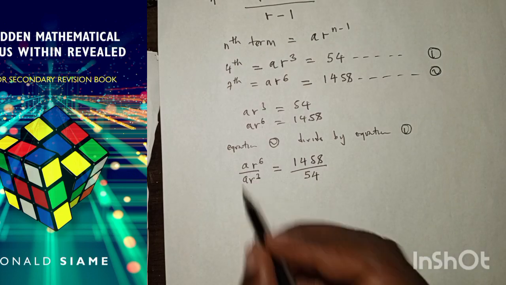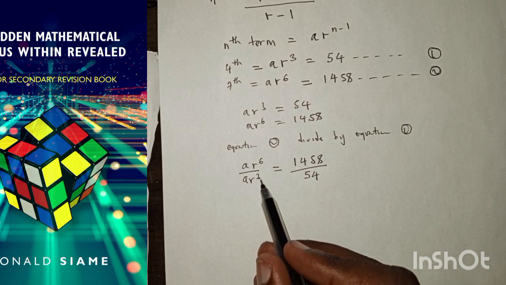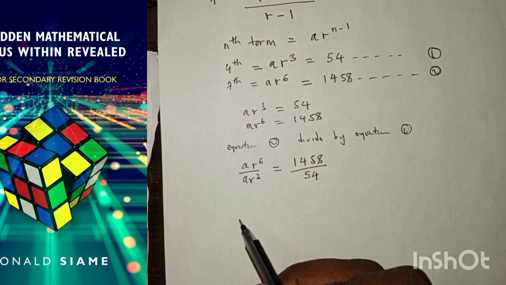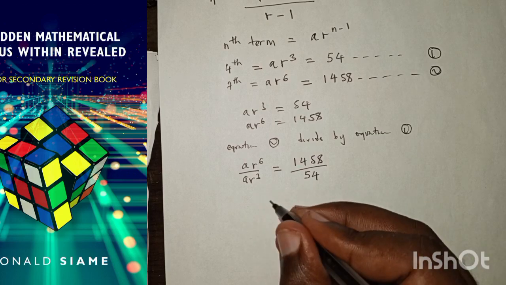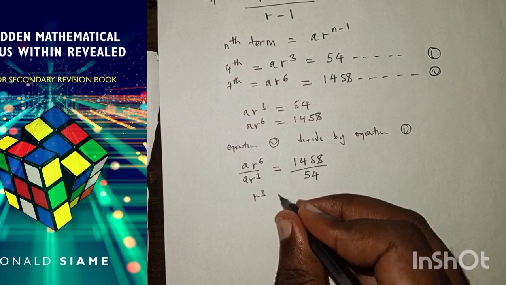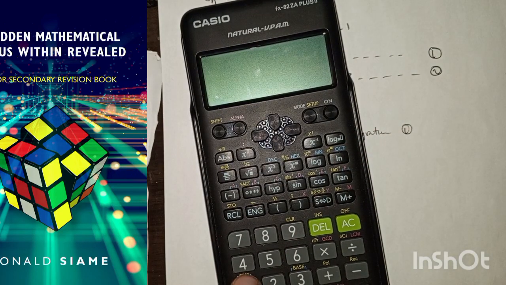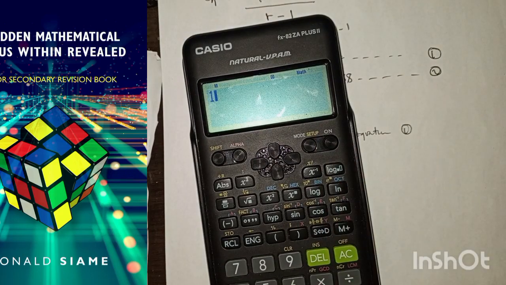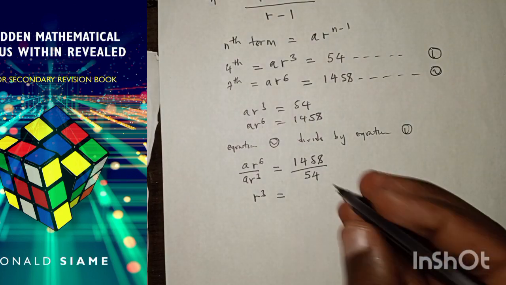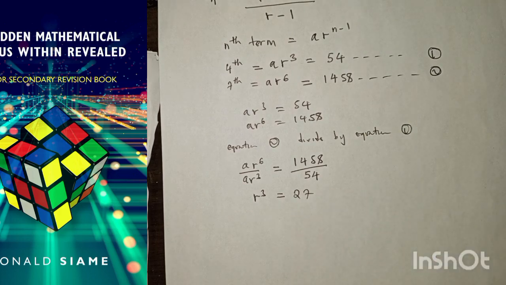Okay, so a and a will cancel out. Then we are going to have a cubed in a to the power 6. We are going to remain with a to the power 3. Oh, sorry, r cubed. So we have r cubed is equal to, then what is 1458 divided by 54? Okay, so 1458 divided by 54, you get 27. So r cubed is equal to 27.